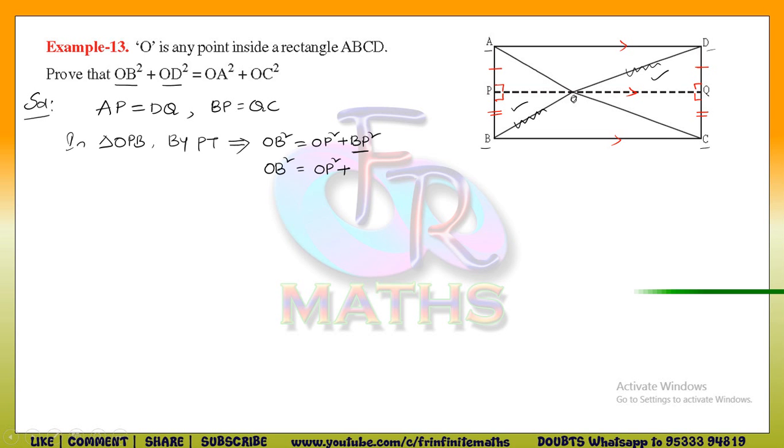The same way, here this OB square is equal to OP square as it is, plus BP. So how can I write BP? BP can be replaced with QC, no? So I am going to replace BP with QC. So let it be equation number 1.